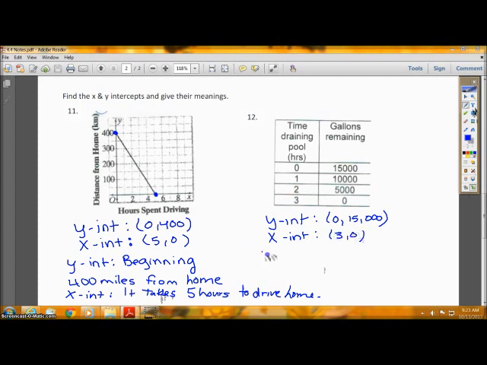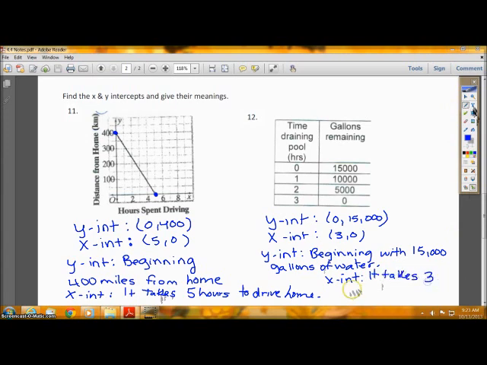Okay, and the y-intercept means we are beginning with 15,000 gallons of water. And for the x-intercept, that means it takes 3 hours to drain the pool.